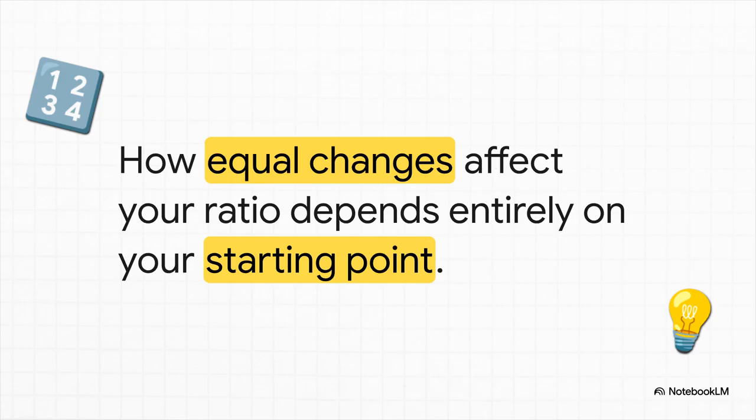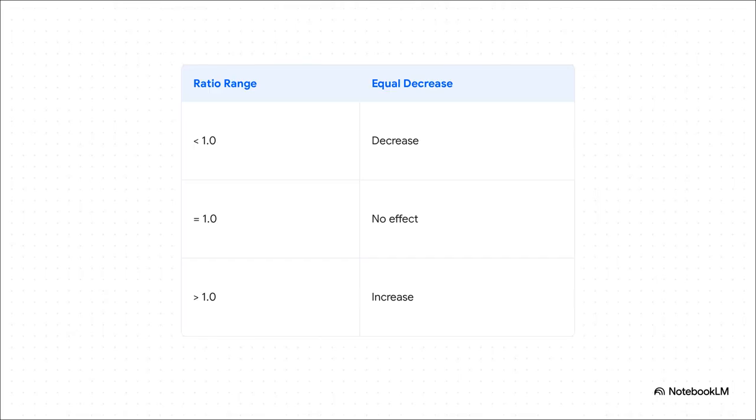But, and this is a huge mechanical quirk, an equal decrease to the top and bottom numbers does not mean the ratio stays the same. How the ratio reacts actually depends entirely on your starting point. And this brilliantly illustrates that rule.